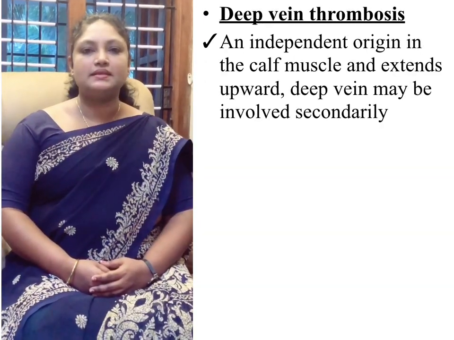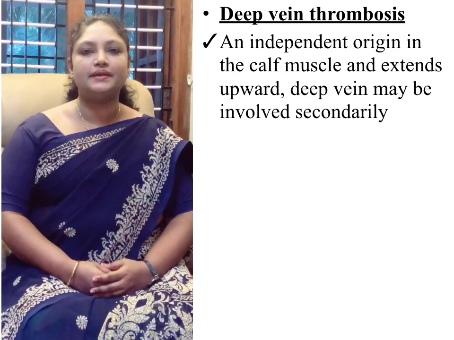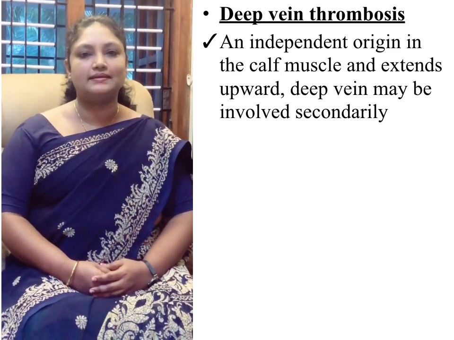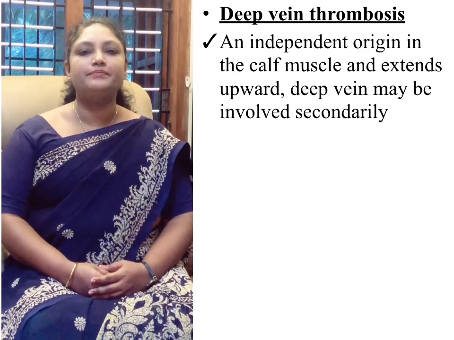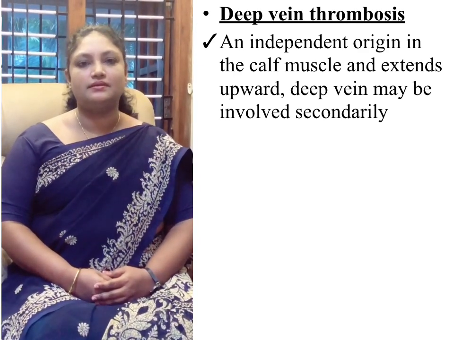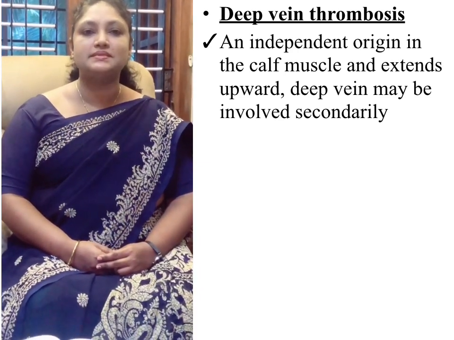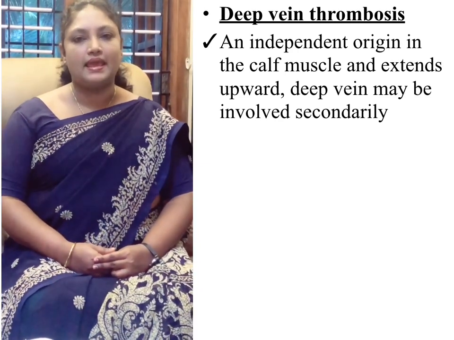And the second one is deep vein thrombosis. In deep vein thrombosis, there is an independent origin in the calf muscle and it extends upwards. Deep veins may be involved secondarily. So it originates from the calf muscle itself. Sometimes, this deep vein thrombosis is asymptomatic.